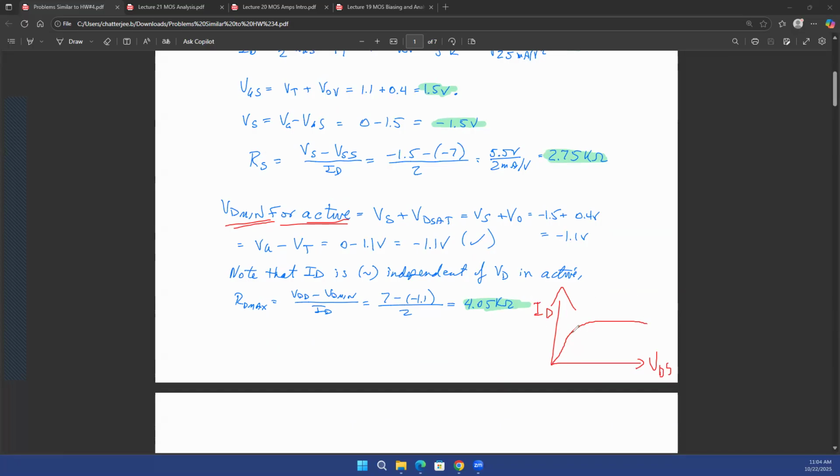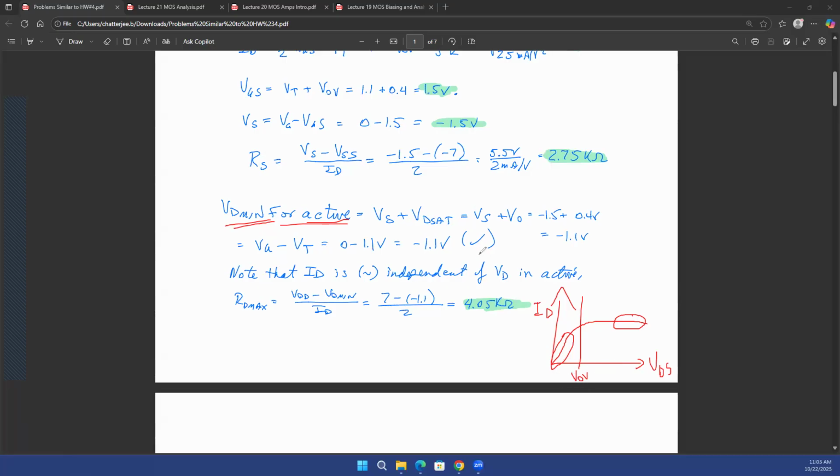When we derive the equations for the different regions in the class, basically this is the region when you have triode, and this is the region when you have saturation. What is the boundary between those two regions? It's VDS equal to V over drive. If VDS is lower than V over drive, you are in the triode region. If VDS is higher than the V over drive, you are in the saturation region.